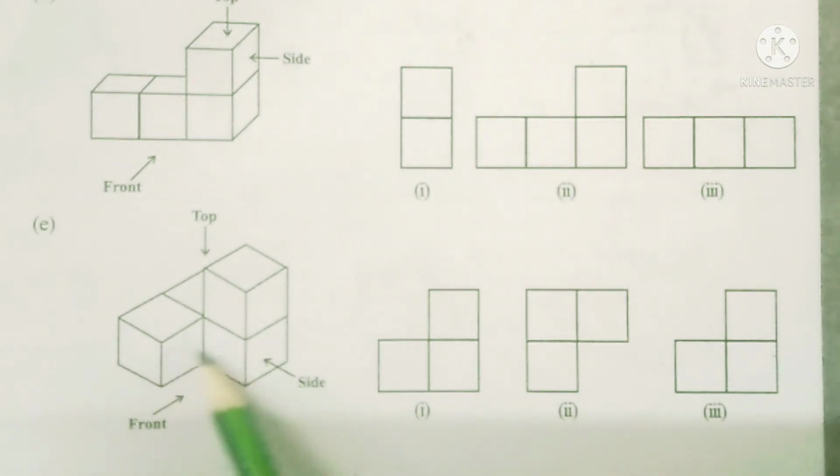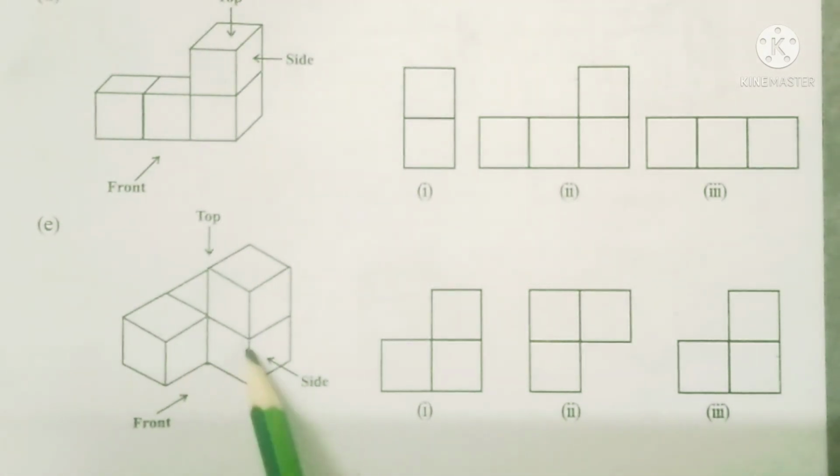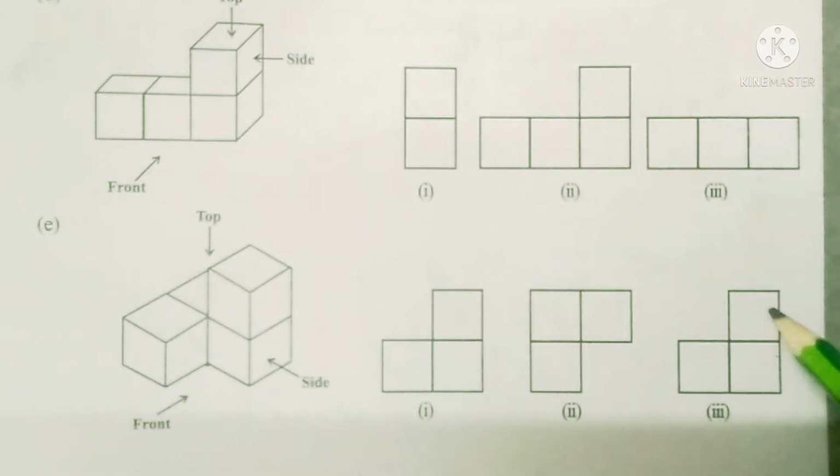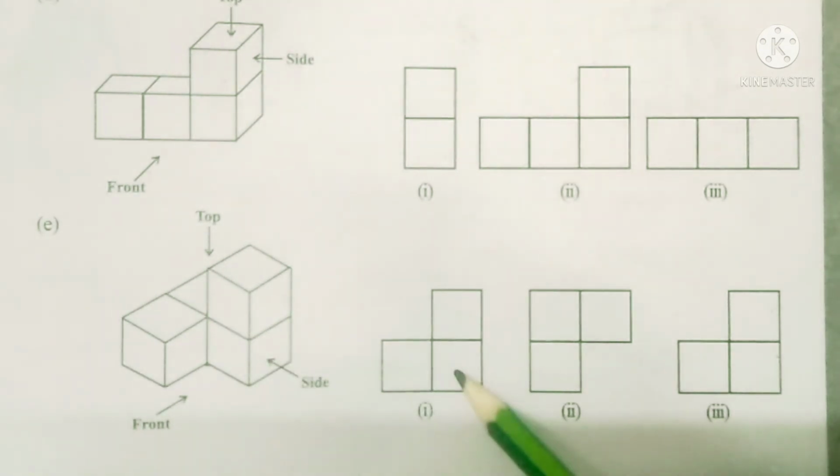Now here you see 1, 2, 3. From the top how many can you see? 1, 2, 3. Here this side 1, 2 this side. From here if you see 2 joined and 1, this way, this is 1, 2 and 3. So this is the front view, and from the side you can see 1, 2 and 3. So this is the side view and this is the top view.